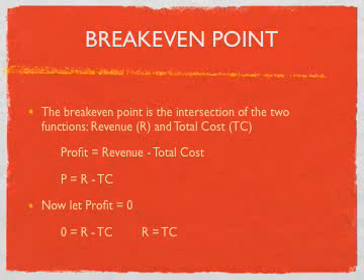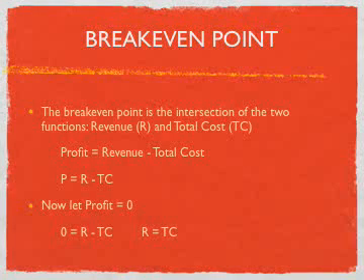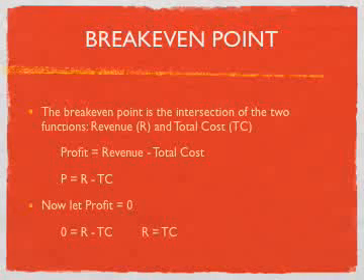The break-even point is the intersection of revenue or total sales and total cost. Profit, again, is equal to revenue minus total cost. So let's say that profit is equal to 0. So that means when revenue is equal to total cost, profit is 0. When revenue is greater than total cost, we start making a profit.